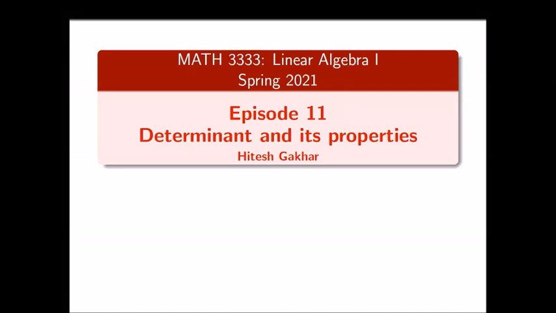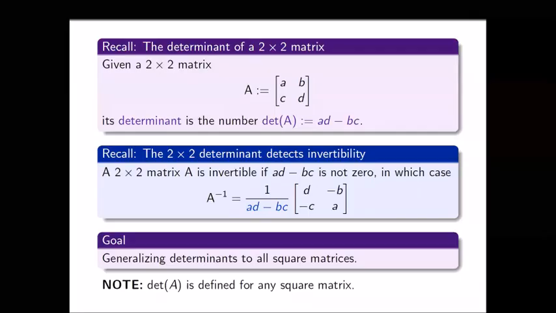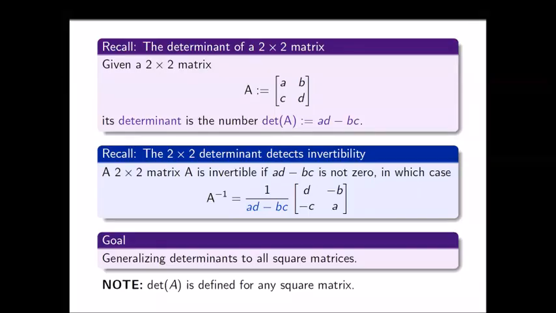In this video, we'll talk about the determinant and its properties. We have already seen the determinant of a 2 by 2 matrix in one of the earlier episodes. For a matrix with entries A, B, C, and D, the determinant is given by AD minus BC. We also saw a formula for the inverse of a 2 by 2 matrix in terms of the entries of the matrix A and the determinant.